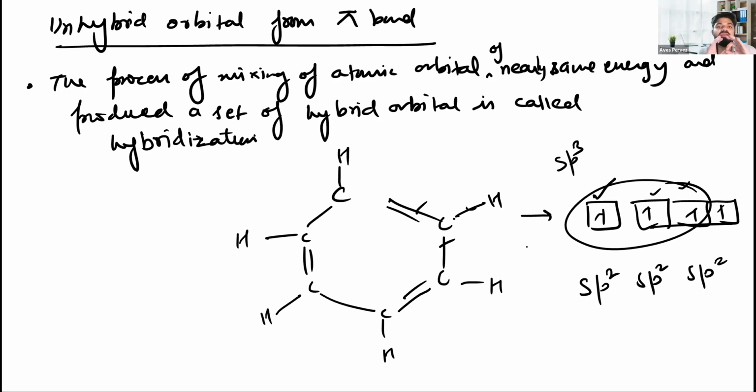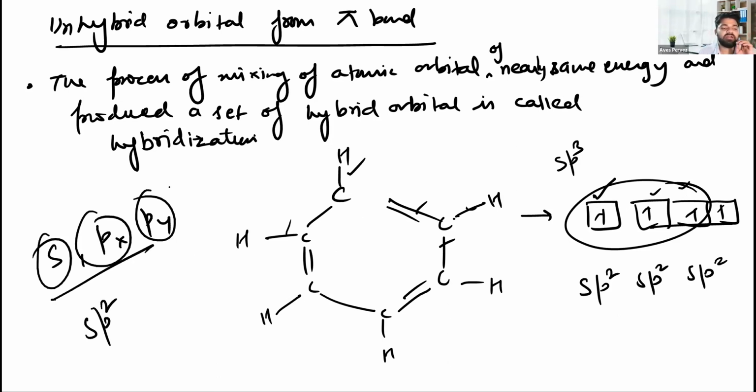But if it needs to make only 3 sigma bonds and 1 pi bond, then the unhybrid orbital, which is not in the hybridization, will make the pi bond. So 1, 2, 3 will make sigma bonds. Each carbon atom is making 3 sigma bonds, so only 3 hybrid orbitals are required. For this, only 1s, px and py orbitals intermix, and they form sp2 hybrid orbitals. The pz will not mix, because it is going to make the pi bond, the double bond. Understood? Yes, sir. Should I move forward?